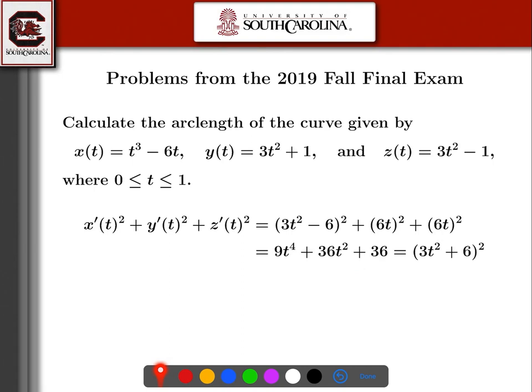And so we want to take the square root of that. So we're just going to have 3t squared plus 6. And we want to integrate that from t equals 0 to 1.